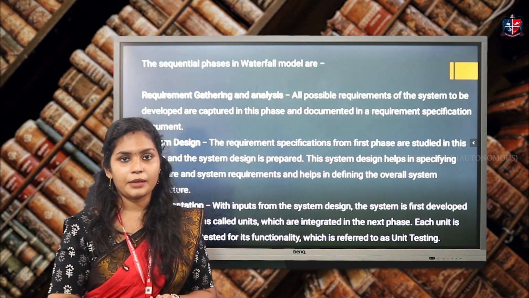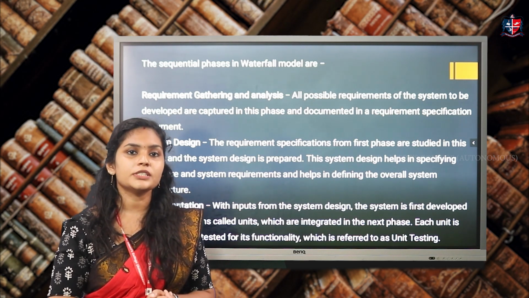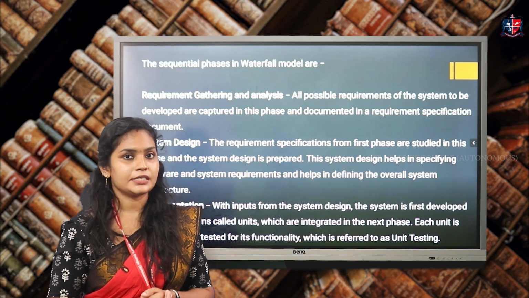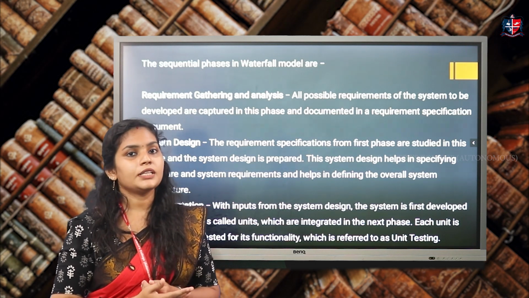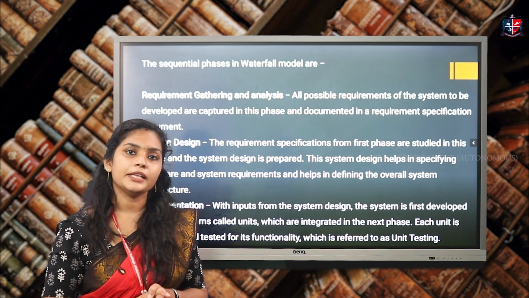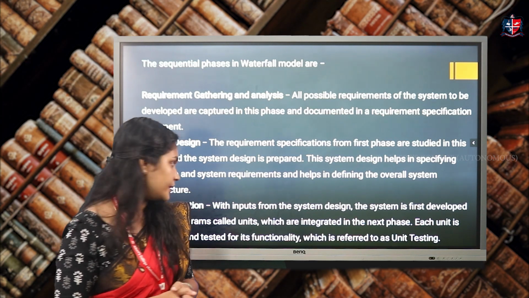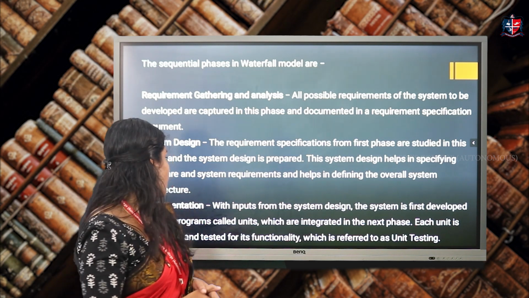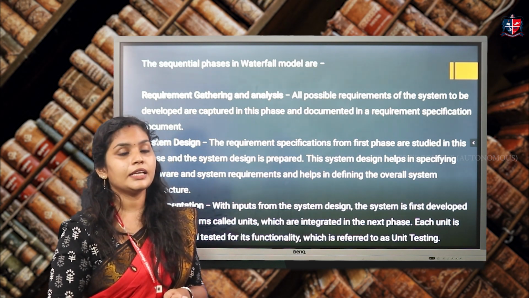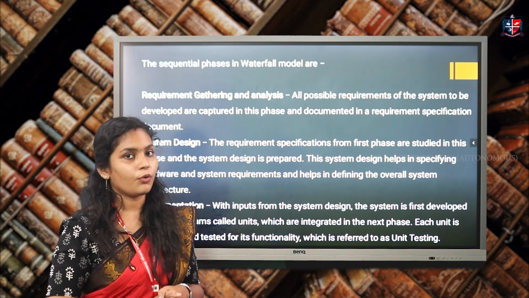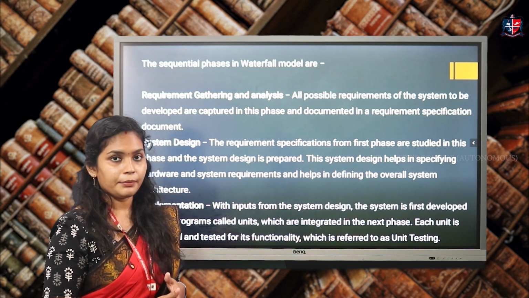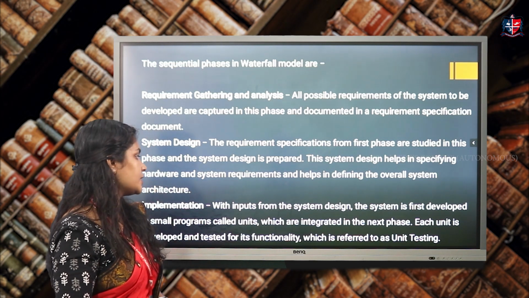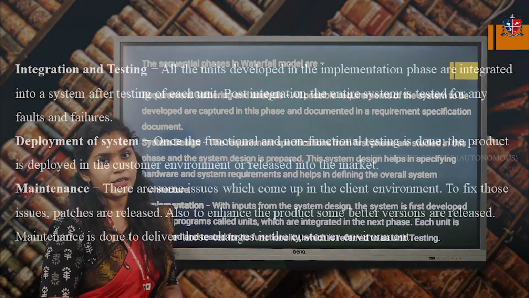Each unit can be called a module, and each module can be developed separately and tested separately, and after the completion, the modules can be integrated and tested together. So these tests can be called unit testing and integration testing. So in the implementation phase, the design architecture is converted into coding structure. Each piece of code can be called source code, and each unit is developed and tested for its functionality, which is referred to as unit testing.